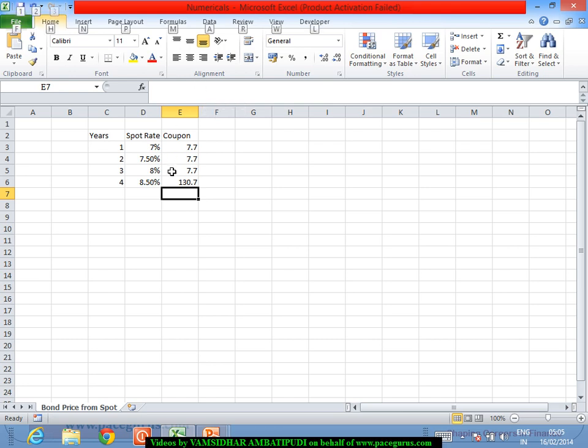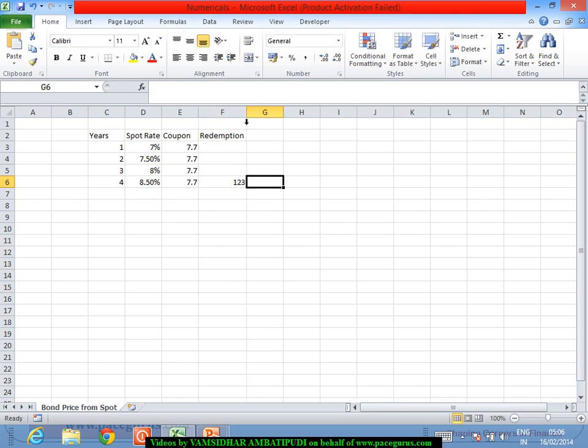So the total cash flows, instead of calling them coupon, let me keep it as 7.7 itself. But at the same time, there is a principal repayment or redemption value, right? It also has a redemption value, where in the 4th year we are getting 123.